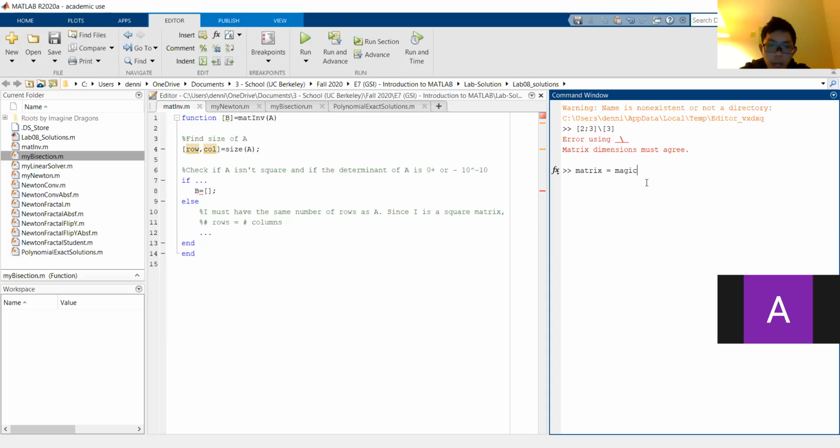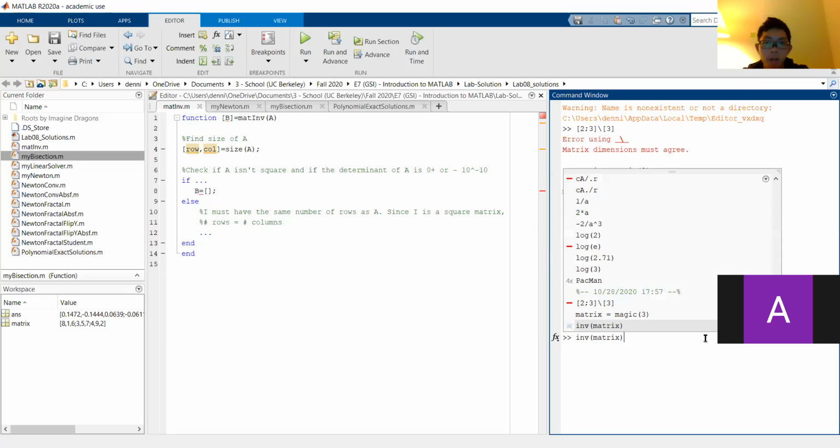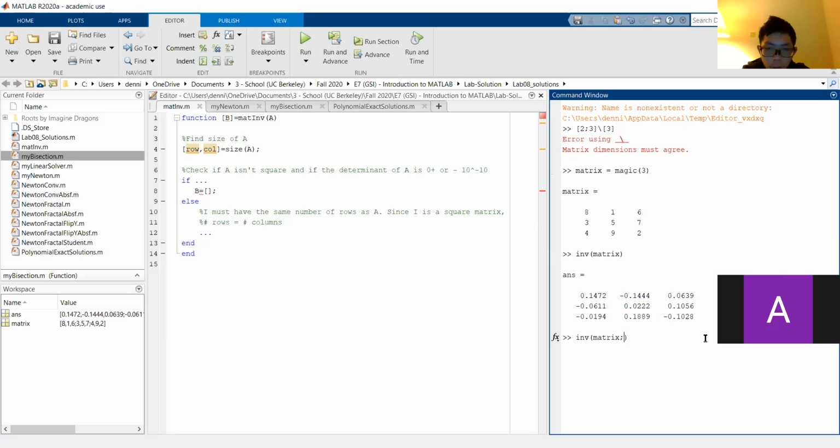matrix equals magic 3. That's what the magic 3 looks like. And then we want to find the inverse of that matrix. Okay, so that's what our code's going to do. But here's where our code differs.